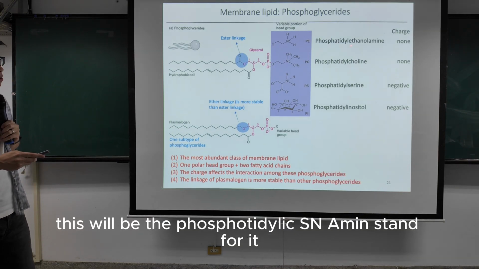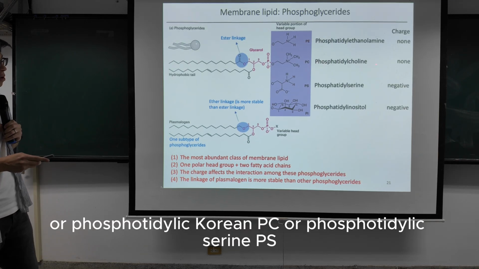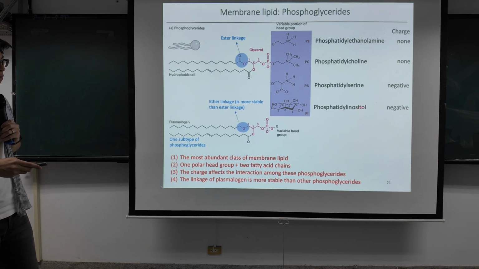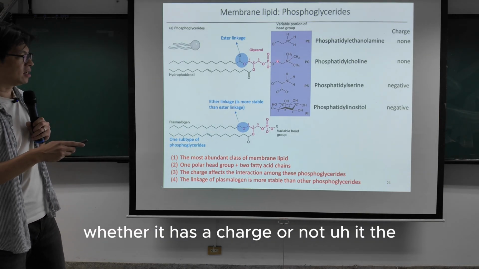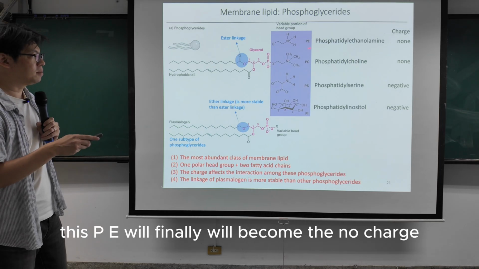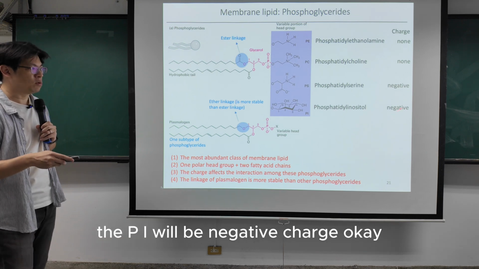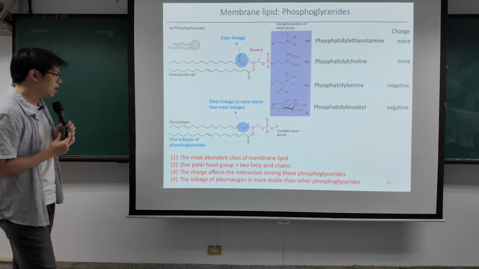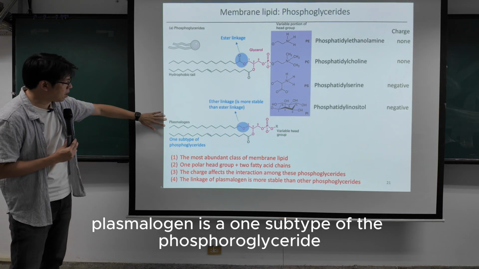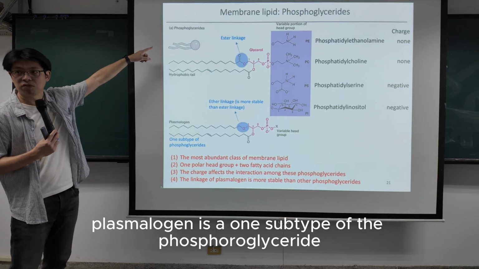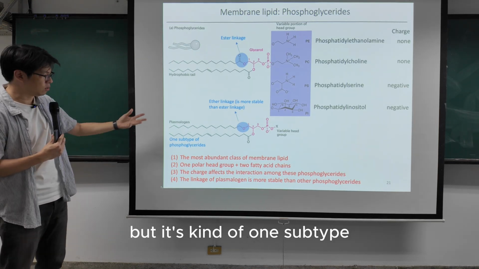This will be phosphatidylethanolamine, PE in short, or phosphatidylcholine, PC, or phosphatidylserine, PS, or phosphatidylinositol, PI. It depends on whether it has a charge or not. PE and PC are uncharged, while PS and PI have a negative charge. Okay, and also there is plasmalogen, which is one subtype of the phosphoglyceride. It's just one subtype, but it belongs to the phosphoglyceride.